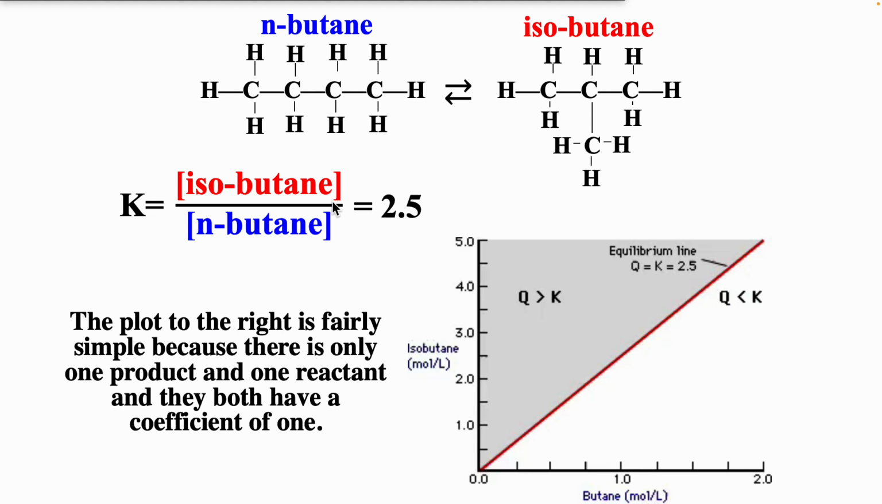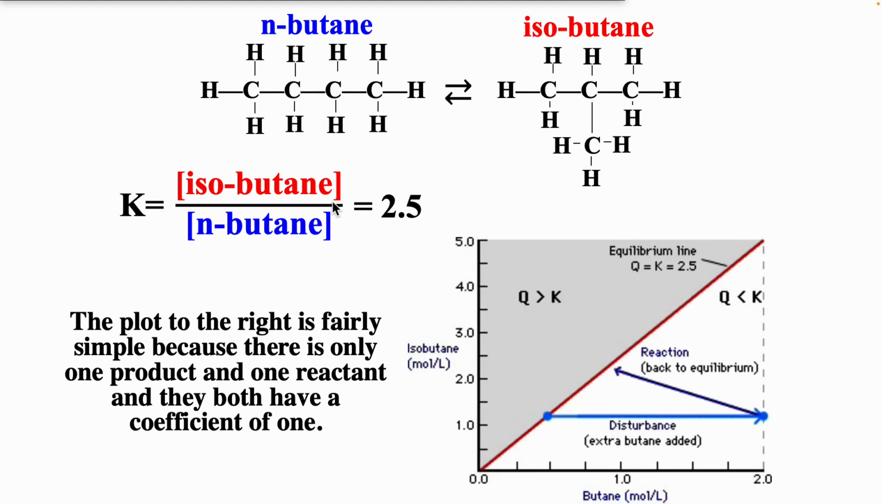Butane and isobutane can interconvert to reach a dynamic equilibrium. The graph shows the equilibrium line. If we add butane to the system, the equilibrium is disturbed, and the butane reacts to form isobutane until the equilibrium is reestablished.